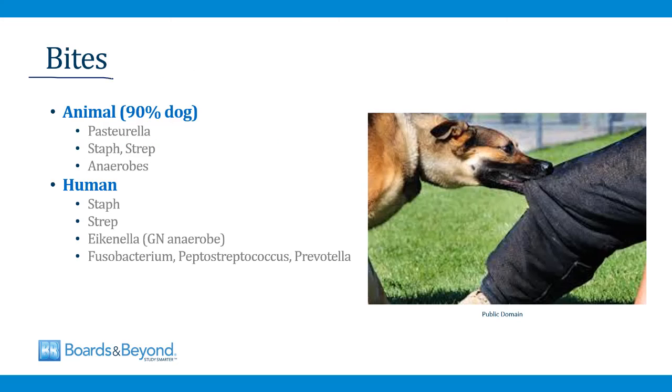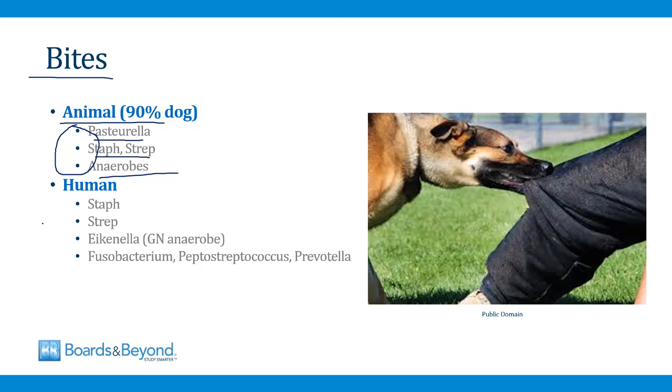Let's talk about bite injuries. The vast majority of bite injuries are from animals. Most of them are from dogs. And when a dog bites you, you can be exposed to Pasteurella, which is a gram-negative bacteria, Staph and Strep, which are gram-positive bacteria, and also anaerobes. And so because of all the different bacteria that can potentially cause infections after a bite, treatment is usually with broad-spectrum antibiotics, and we'll talk about that in a minute.